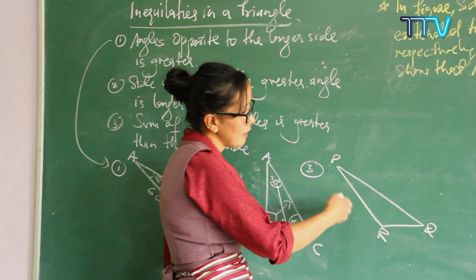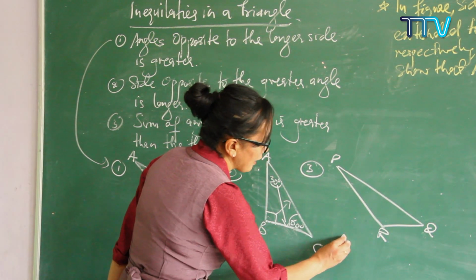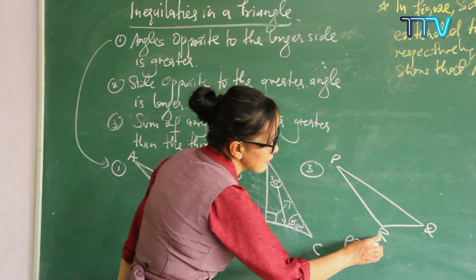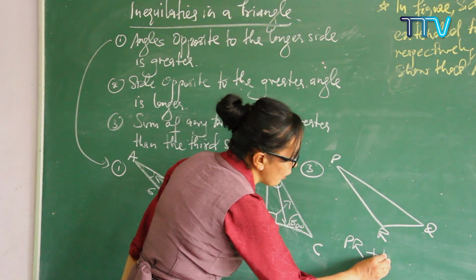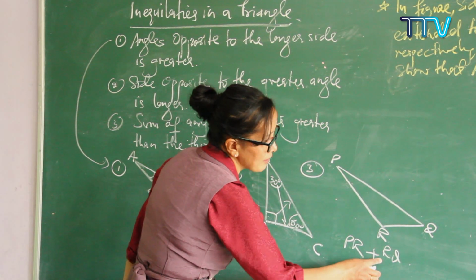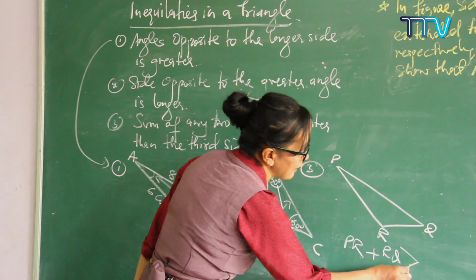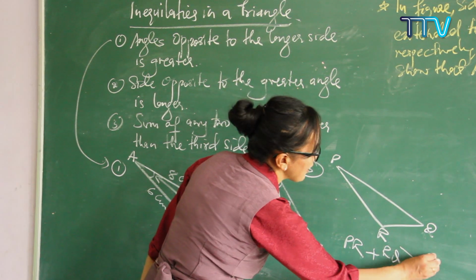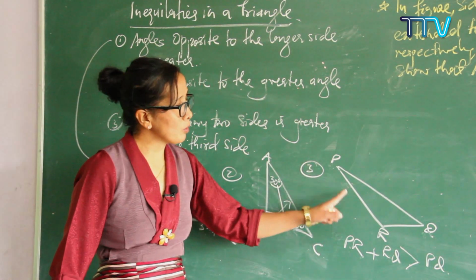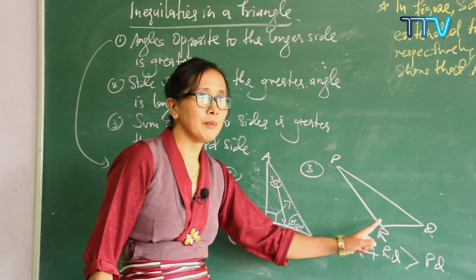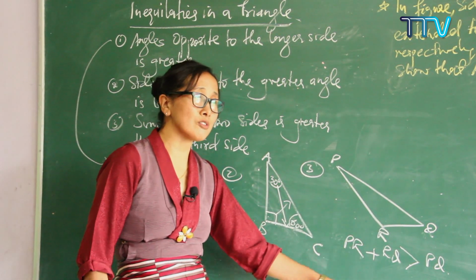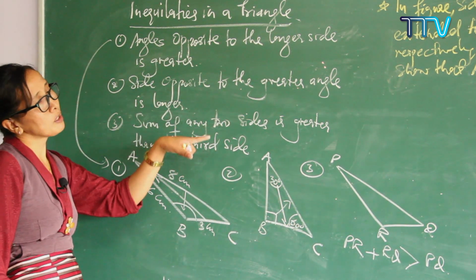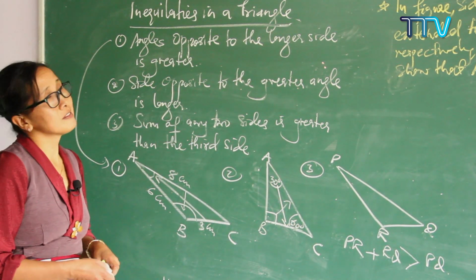Which one is the longer? Obviously this one. So here PR, you can go to the temple, plus temple to your home, RQ. PR plus RQ is obviously greater than this one, which is the shortest. You can just go direct to your home, PQ. Understood? So when you add any two sides of a triangle, the sum is always greater than the third side. So these are the three properties of inequalities in a triangle.